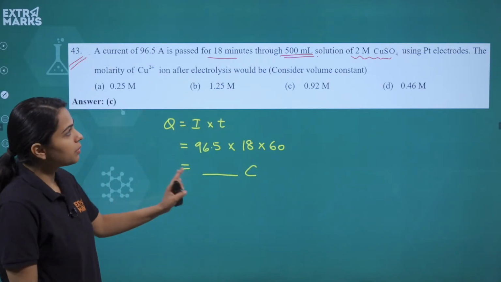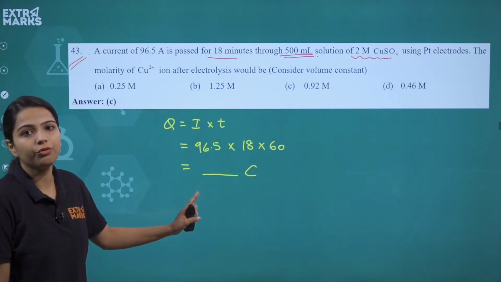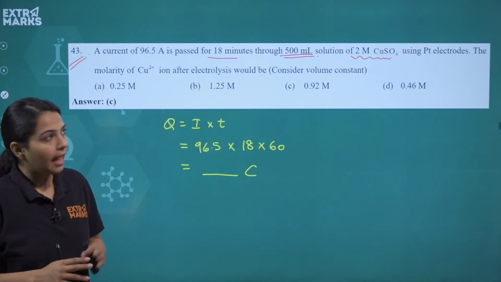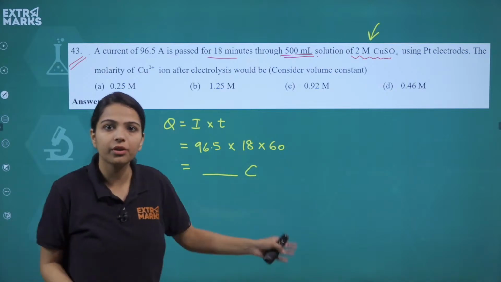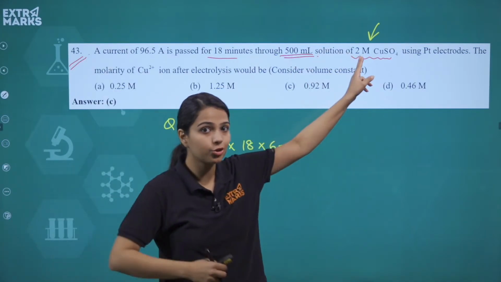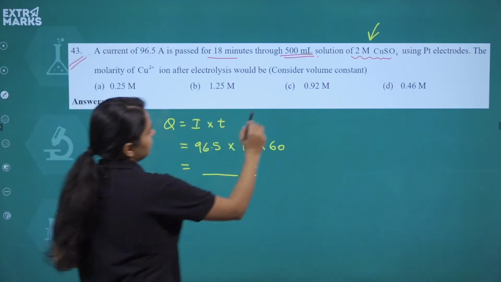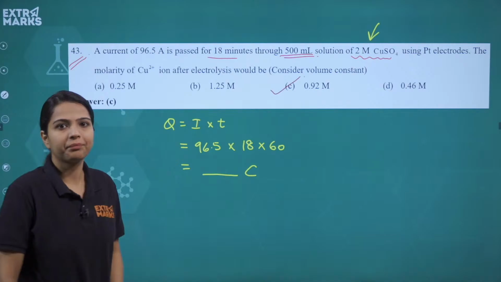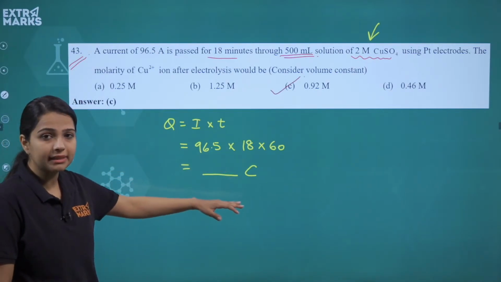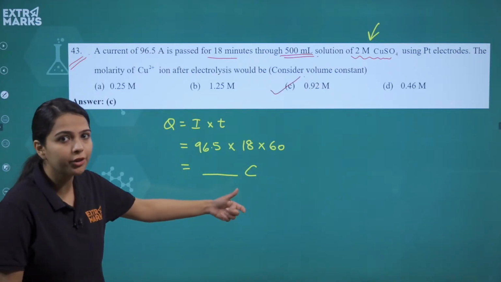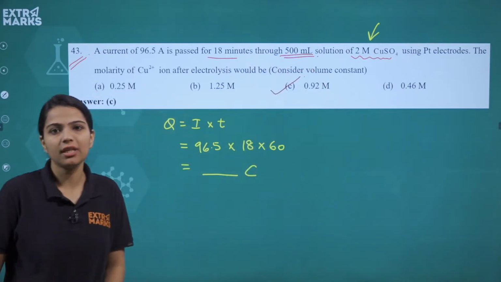Okay, now this much charge is basically able to deposit 1 mole or 1 gram equivalent of copper, and we are basically given over here 2 molar. So you have to multiply that thing with 2, because it is not 1 molar here, it is 2 molar here. Just multiply this with 2 and you will get your answer as option C, which is 0.92 molar. Alright, simple. Just calculate the charge. This much charge is basically essential to deposit how much copper. You have to find out that. Then just multiply that with 2 and ultimately you will get your answer here.